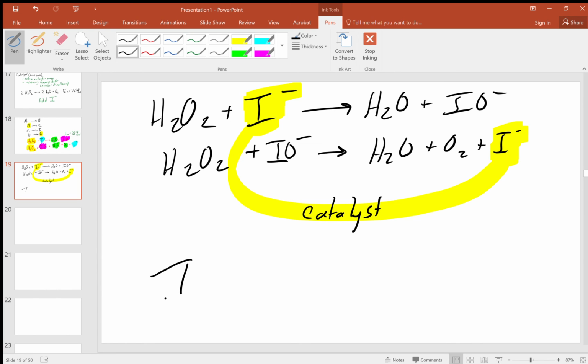What is the IO minus? So the IO minus, you can see, is formed in the first step and reacts in the second step. So this is known as an intermediate. Intermediates are very, very short-lived species. You can't isolate them during a reaction, but they're made and then they're immediately used up.